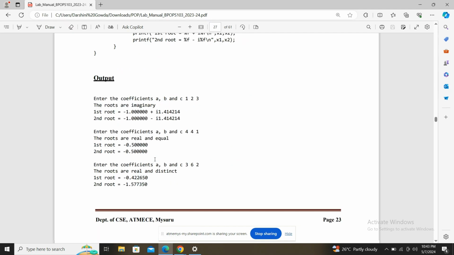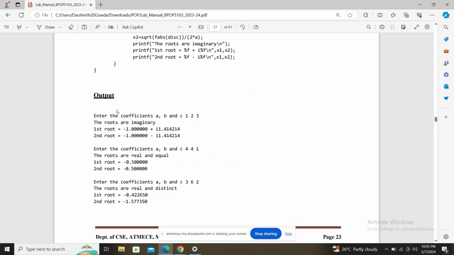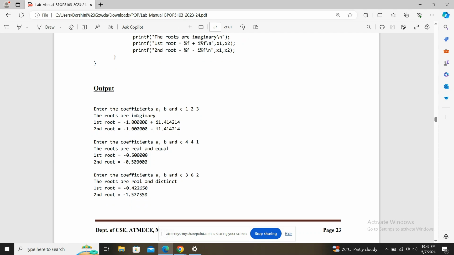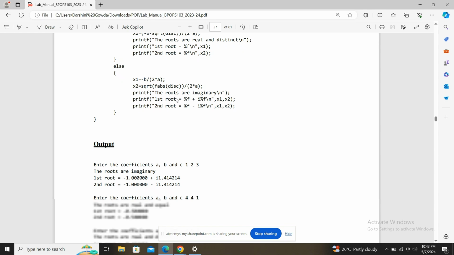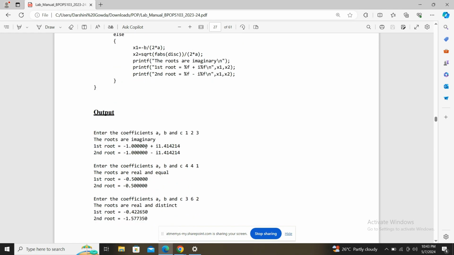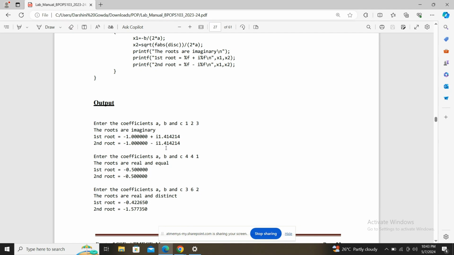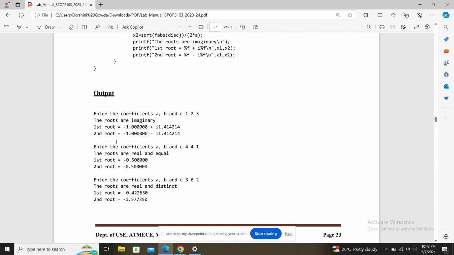So now let us check the output of our program. The first output of the program would be enter the coefficients a, b and c. Here we are giving the values 1, 2 and 3. When these coefficient values are evaluated in the discriminant formula, that is b square minus 4ac, it will give a negative answer, and hence we know that the roots would be imaginary, and these are the root values.